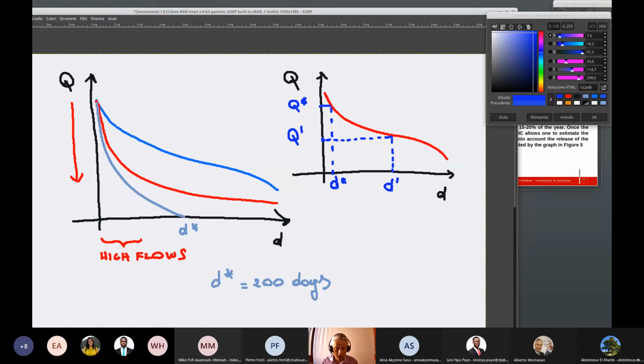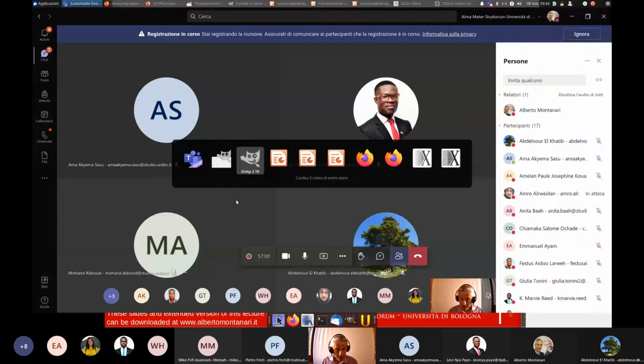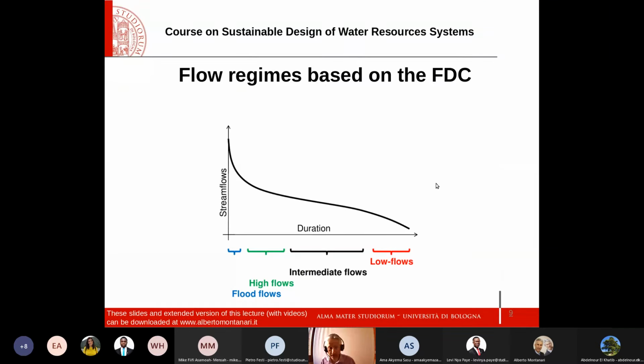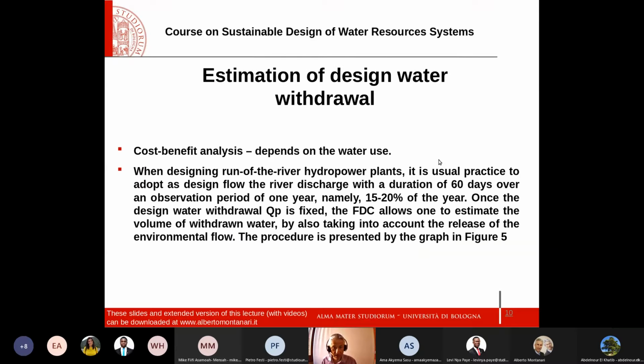Now, let me go back to the PowerPoint, which is here, and let's reply to this question. Estimation of design water withdrawal. What we need to do is a cost-benefit analysis. Because of course, on the one hand, as I said, we have higher costs related to construction cost, maintenance cost. On the other hand, we have the issue of benefit that we can derive from water.